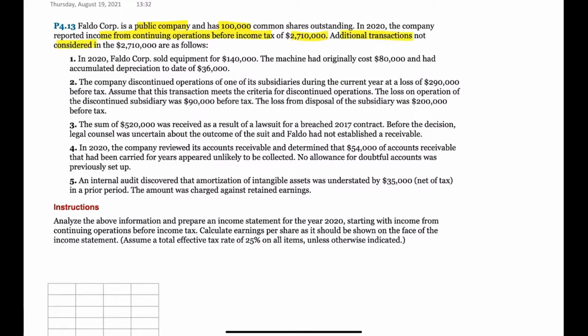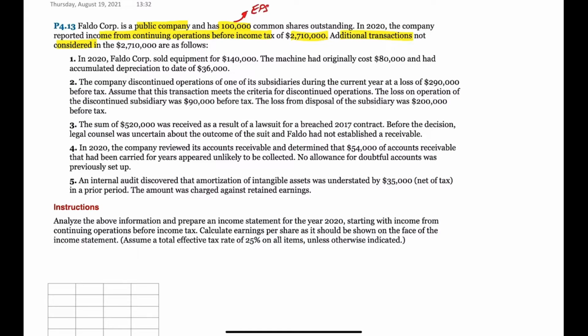Uh-oh, we might have to do a few things with this. So right out of the gates, what does the first sentence in itself tell you? What do you deduce that you might have to be prepared for? It's a public company and has 100,000 common shares. That you're going to be figuring out earnings per share, so it's going to be IFRS. That's right. So this, you need earnings per share.